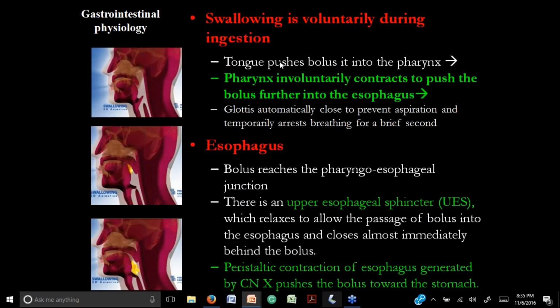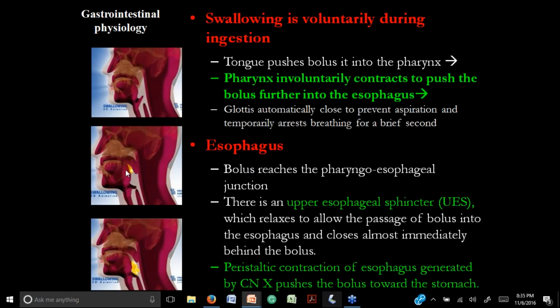Okay, swallowing is voluntary during ingestion. I just want to show you something in this picture. Here we have the swallowing process: the palate, the uvula, and the epiglottis on top of the larynx. Here we have the respiratory tract, and posteriorly the esophagus, the GI tract.